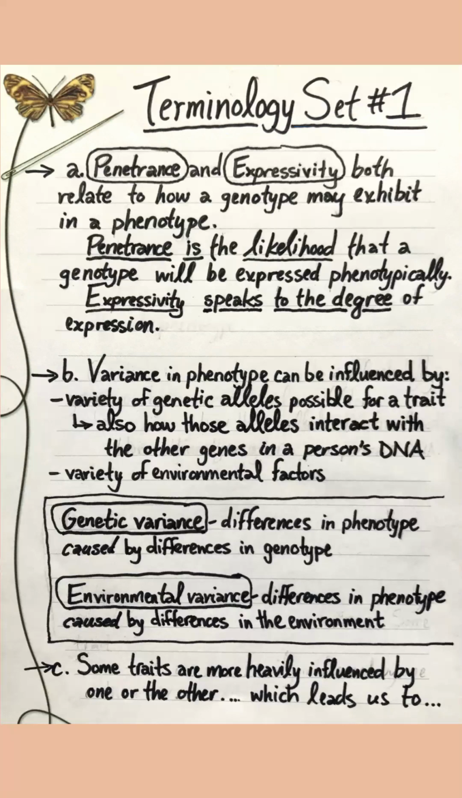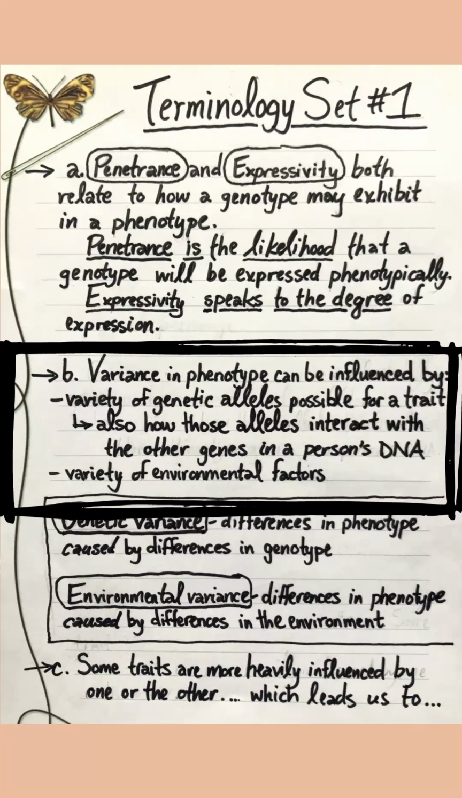Variance in phenotype can be affected by both the genetic component and the environmental component, the world around us. Variance in phenotype can be influenced by the variety of genetic alleles possible for a trait. This is touching on the idea of multiple alleles, which we're going to speak more about in a little bit. There's also variety caused by how those individual alleles interact with other genes on your chromosomes. Not just that one gene pair, but how each different gene pair interacts with the other gene pairs. Kind of cool. There's also variance in phenotype caused by environmental factors.